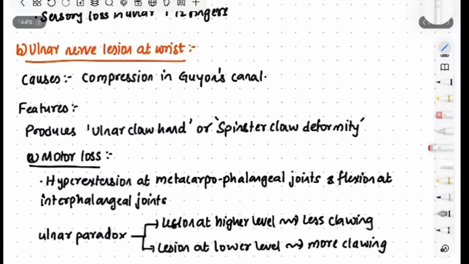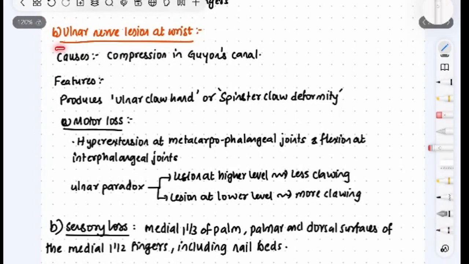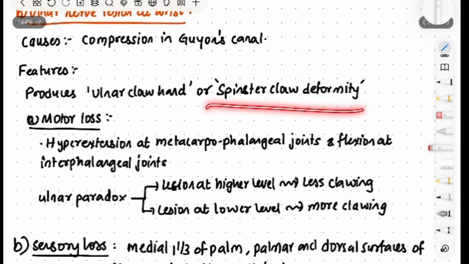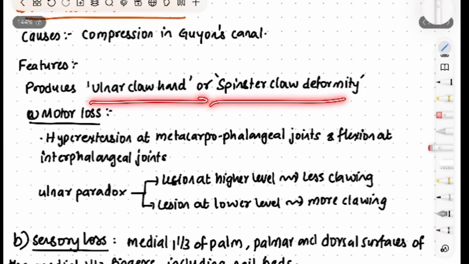Next, this is somewhat important: ulnar nerve lesion at the level of wrist. So what can be the cause? The cause can be the compression in Guyon's canal. What are the features? If there is a lesion at the level of wrist, this produces an ulnar claw hand, or spinster claw hand. So what are the features of this ulnar claw hand?